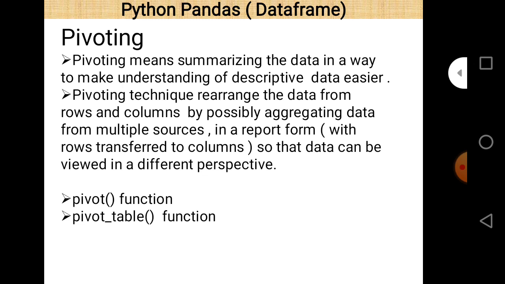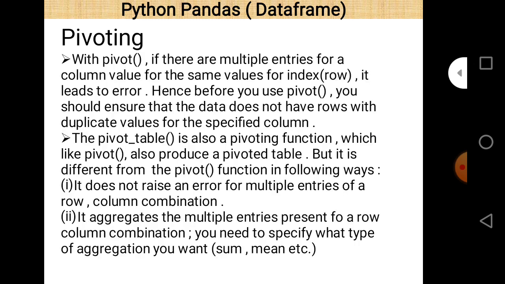So using pivoting we can convert rows into columns and columns into rows, and pivoting can be applied using two functions, pivot function and pivot table function. Basically, the difference between pivot and pivot table function is that in pivot function there is no duplication of data among rows and columns, and the pivot table function allows duplication of data along row or column or both.